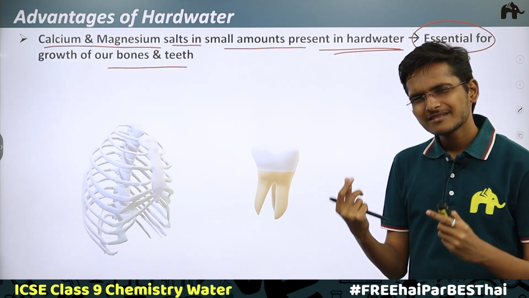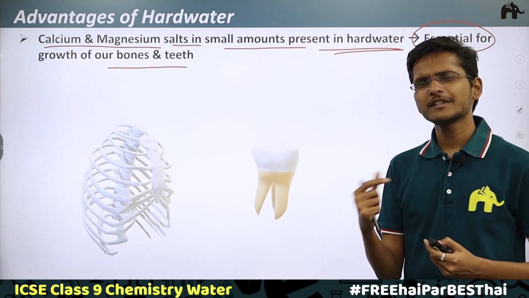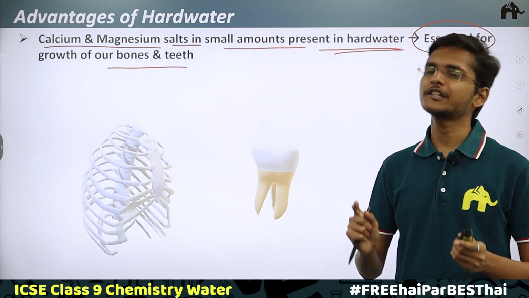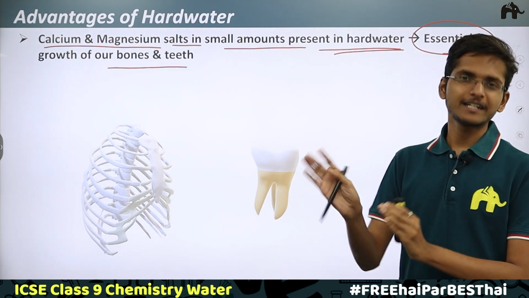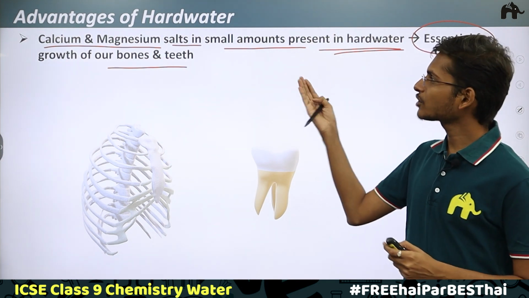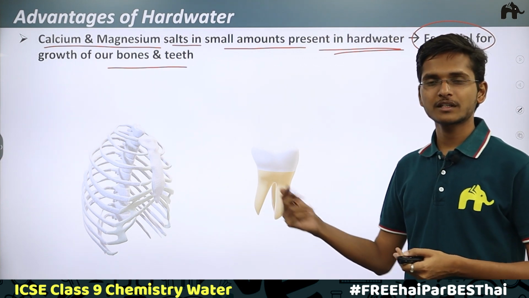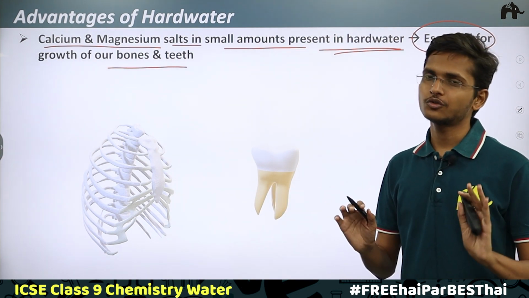So if a very small amount of these salts is present in our water, or we can say if our water is very slightly hard, then don't hesitate to drink it, because it is okay to drink. But very slightly hard. You cannot know how much calcium or magnesium salt should be present, so don't try to experiment with that. No need to tell your mother that you would drink hard water because it is very slightly hard.